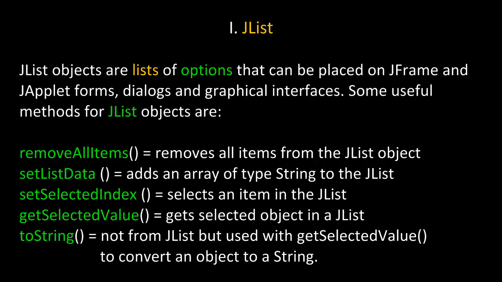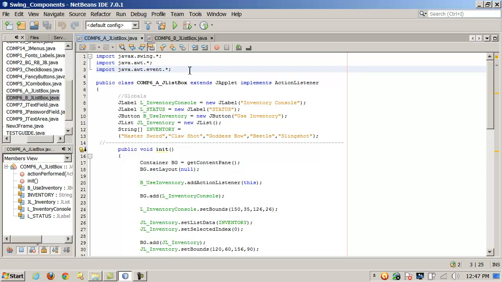setSelectedIndex, which selects an item in the JList, getSelectedValue, which gets the selected object in a JList, and toString, which is not from JList, but it's used with getSelectedValue to convert the object to a string. Here's the first of 2 examples in code, and we're importing the same 3 packages we always import: Swing, Abstract Windows Toolkit, and AWT Event for our event handling interfaces.